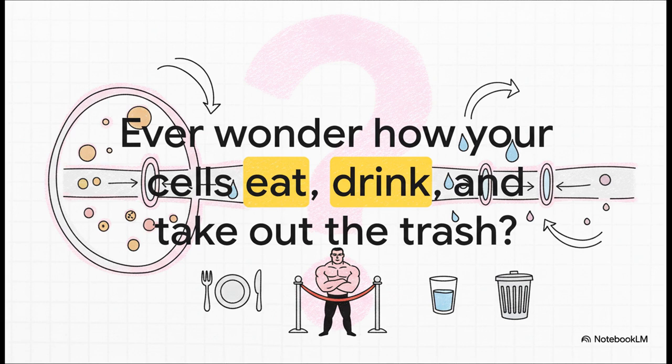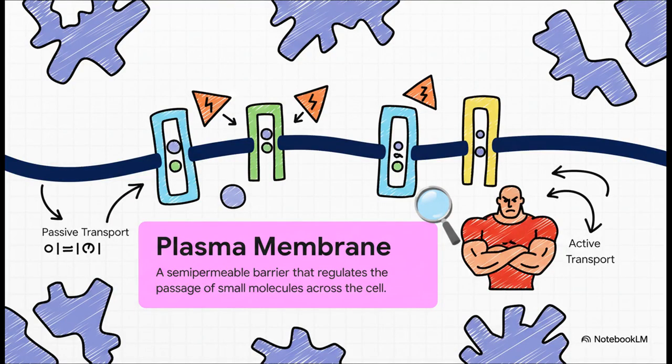And it all comes down to a super selective gatekeeper, a bouncer that is way more discerning and a whole lot more important than any you've ever seen at a nightclub. So let's meet that bouncer. It's called the plasma membrane. Now, this isn't just some boring wall. It's an intelligent, semi-permeable barrier. It has a very, very strict door policy. And there are basically two ways to get past it, each with its own set of rules.